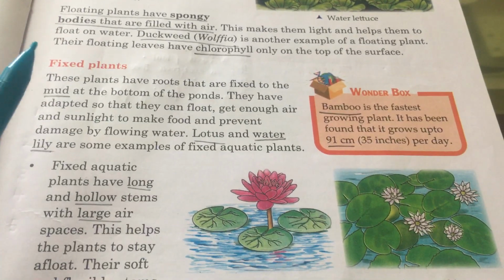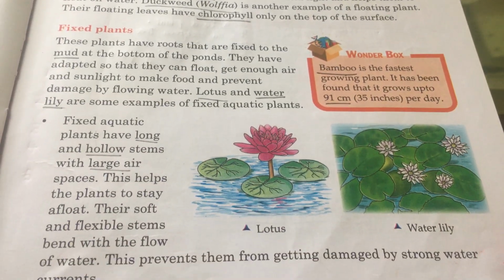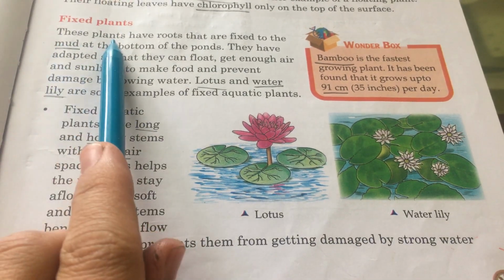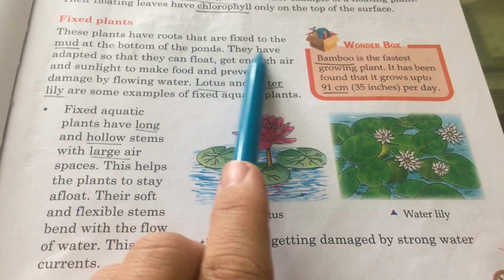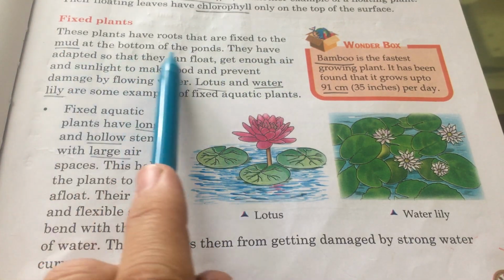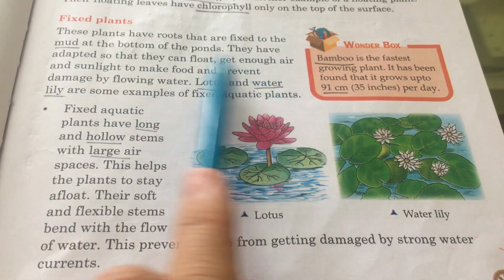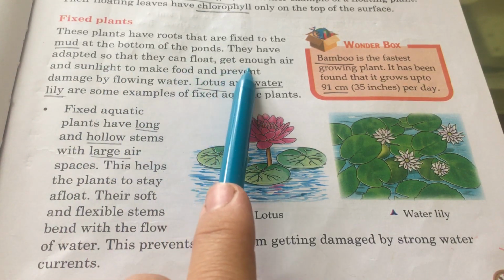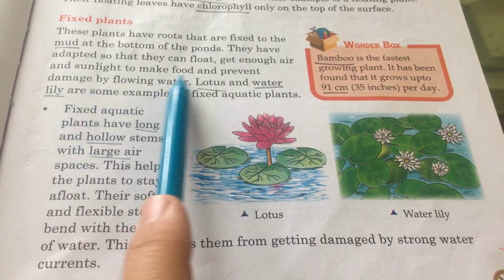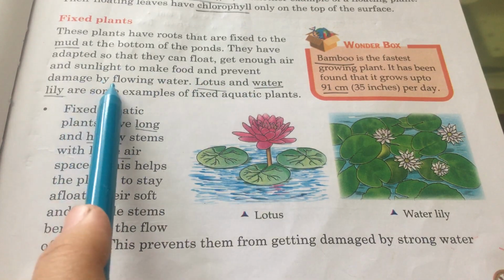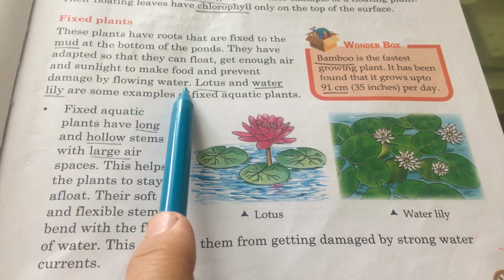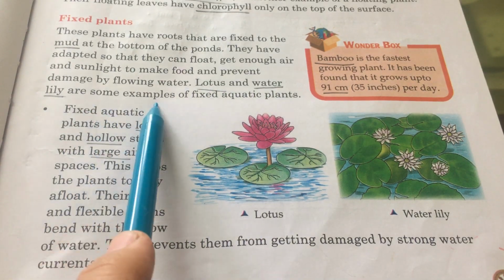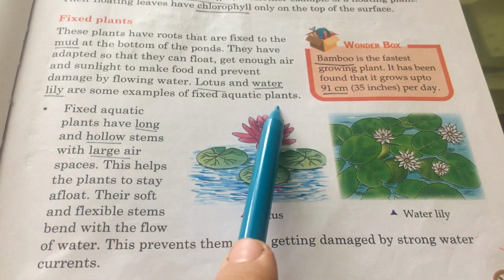Fixed plants. These plants have roots that are fixed to the mud at the bottom of the ponds. They have adapted so that they can float, get enough air and sunlight to make food, and prevent damage by flowing water. Lotus and water lily are some examples of fixed aquatic plants.